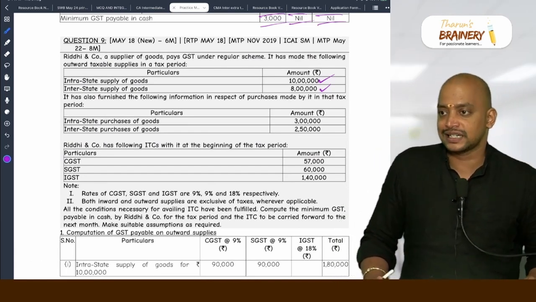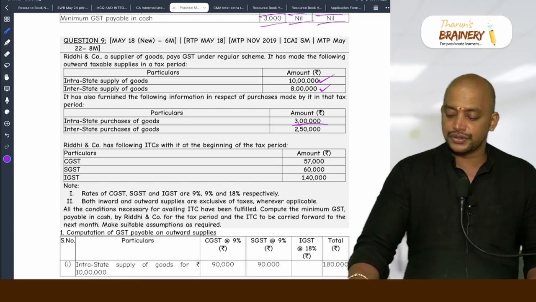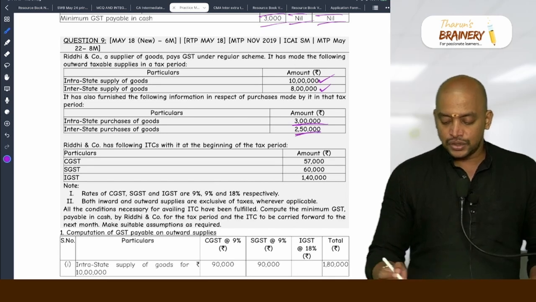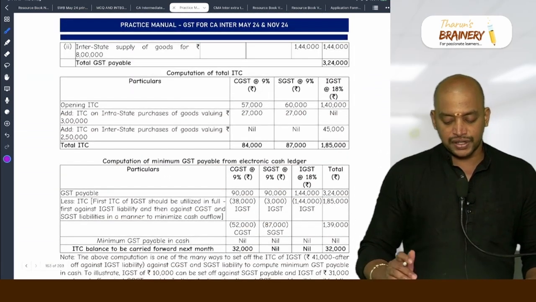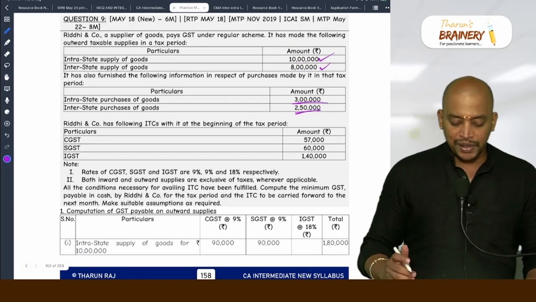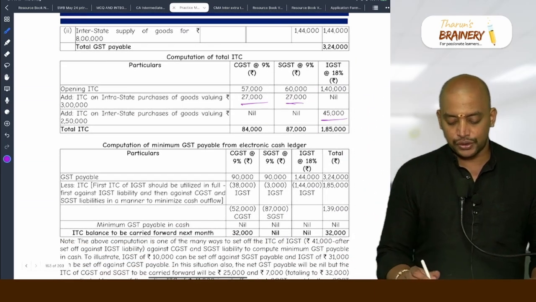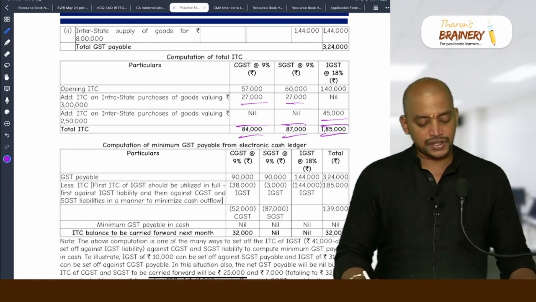So input tax credit, intrastate purchase of goods 3 lakhs. So 3 lakhs into 9%, 27,000. Then 2,50,000 into 18%, 45,000. So 27,000, 45,000. And what is the opening balance of ITC? CGST 57, SGST 60 and IGST 1,40,000. So total 84, 87, 1,85,000.